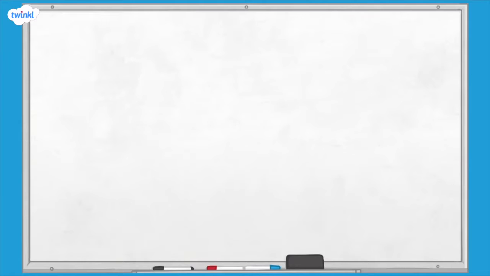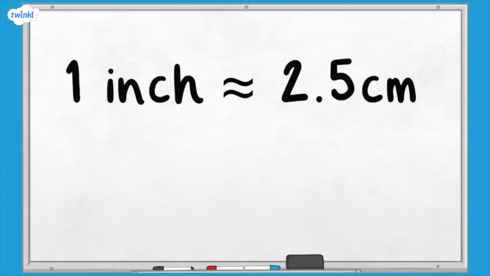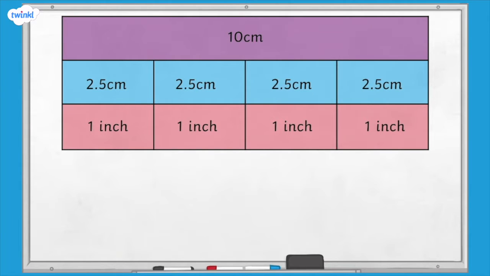Let's look at how to convert between inches and centimetres. 1 inch is approximately equal to 2.5 centimetres. We can use this symbol to mean is approximately equal to. This bar model shows a relationship between inches and centimetres. For every 1 inch, there are approximately 2.5 centimetres. So, as the bar model shows, 10 centimetres is approximately equal to 4 inches.